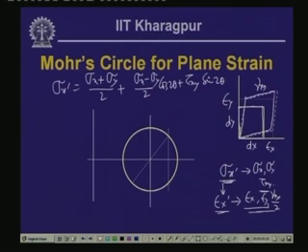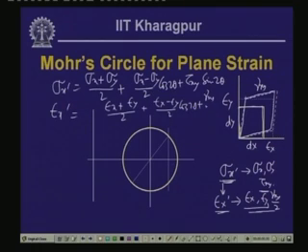Now, in case of epsilon x dash, we have epsilon x dash is equal to epsilon x plus epsilon y by 2 plus epsilon x minus epsilon y by 2 cos 2 theta plus gamma xy by 2 sin 2 theta. So, in place of tau xy we have gamma xy by 2, in place of sigma x we have epsilon x, and in place of sigma y we have epsilon y. Otherwise, the expression is identical.